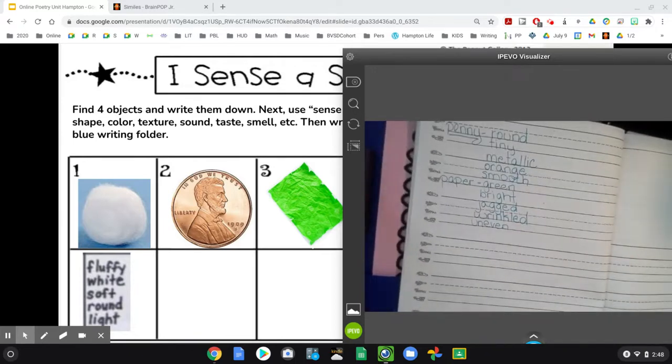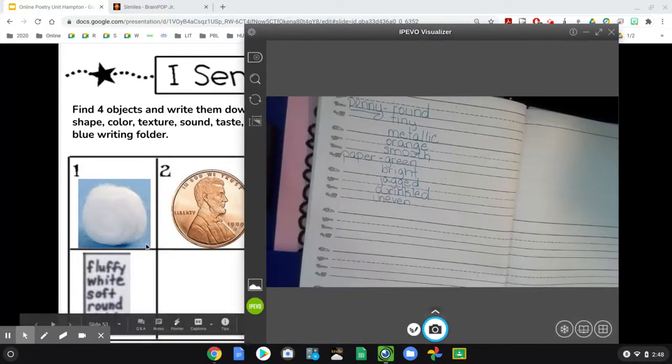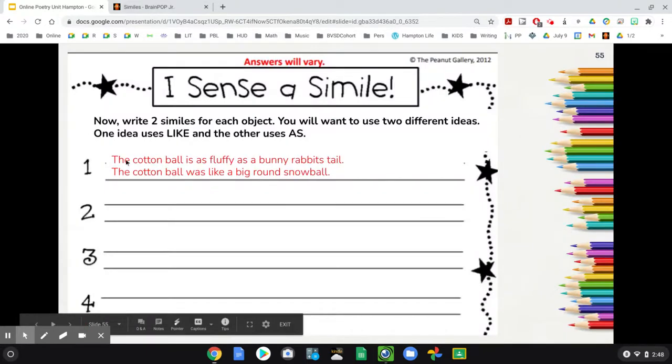Okay, now I'm going to come over here because my next job, Mav, is we are going to write 2 similes for each object in our blue writing folder. Okay, so we're going to do this work in our blue writing folder. We're choosing 2 of the similes, and I'll show you what this would look like.